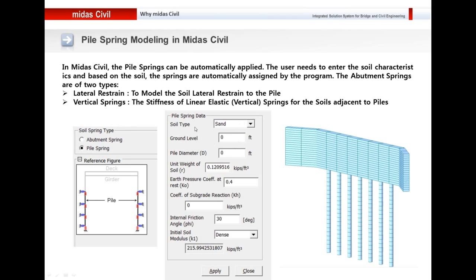And as you can see here, you need to enter the spring data. So what you will do is you will enter the soil type, the ground level, the pile diameter, the unit weight of soil, the earth pressure coefficient at rest, coefficient of subgrade reaction, internal friction angle, and the initial soil modulus. And once you define all these parameters, select the piles and Midas Civil will automatically compute the soil spring supports for you, and it will apply the soil spring supports for you.